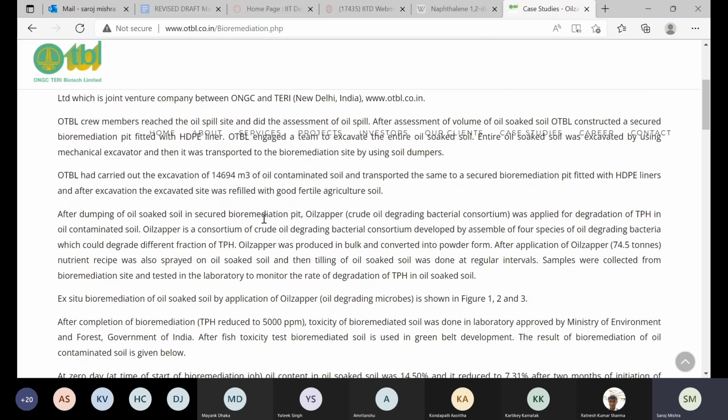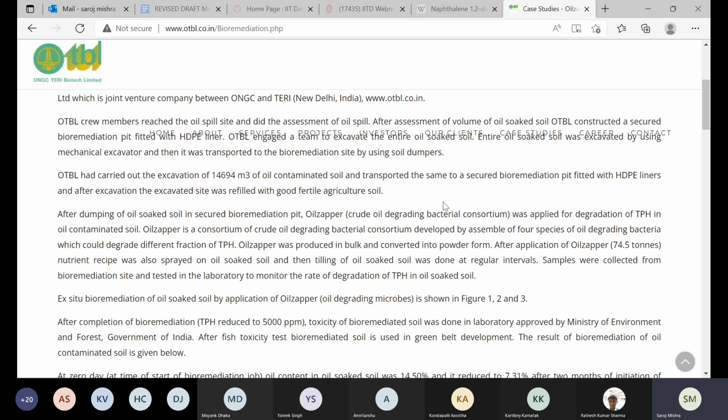After dumping in the secured bioremediation pit, they applied Oil Zapper, which is a crude oil degrading bacterial consortium. This is what they have named their product. It is nothing but 3 or 4 bacterial species which they grow in a bioreactor at 10,000 liter level. These bacteria are harvested, then spray dried, or by some method the water is removed, whether filtration or spray drying. So a powder is prepared of these bacteria.